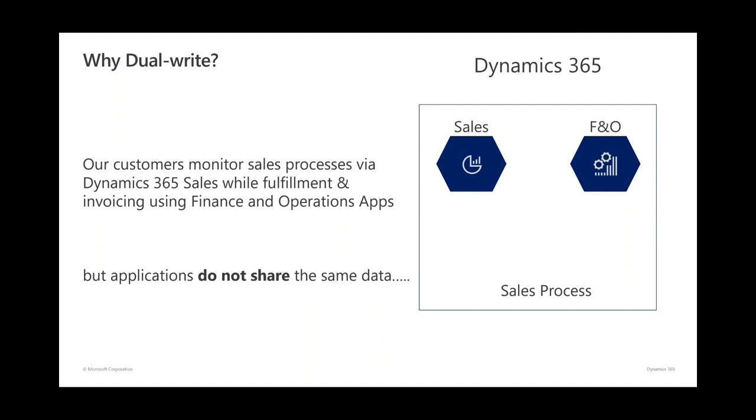Dual write is helping applications let the data fly between the applications. So when you're working on sales, creating an offer or creating a customer, the customer record and the order are going to fly from sales into finance and vice versa, so that both applications we have in the customer engagement side and in finance and operations are using the same amount of data.